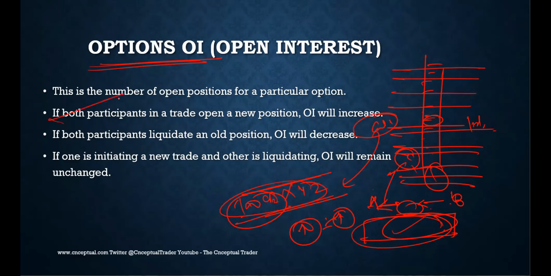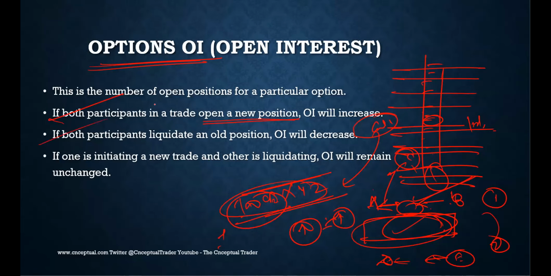Now if both participants in a trade open a new position, OI will increase. Let's say there are two more people, D and E. E wants to sell another option, the same option again, and D wants to buy that particular option. So now open interest will again increase. There was already 1 open interest, now open interest will become 2. So it goes like that.